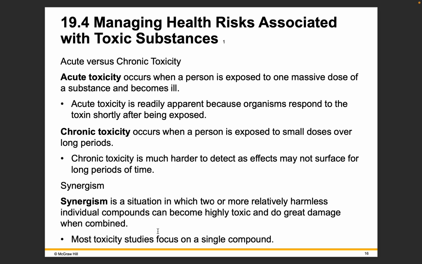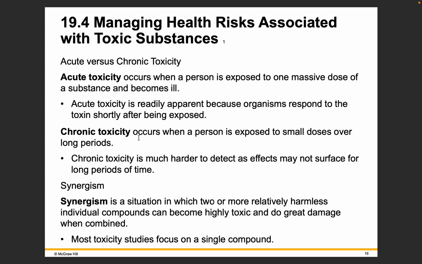All right, let's talk about health risks now. How do we manage health risks associated with toxic substances? Well, first we need to include some vocabulary terms. Acute toxicity occurs when a person is exposed to one massive dose of a substance and becomes ill. Acute toxicity is readily apparent because organisms respond to the toxin shortly after being exposed.